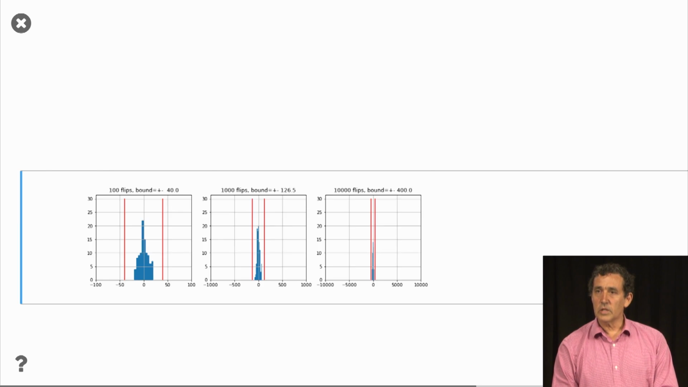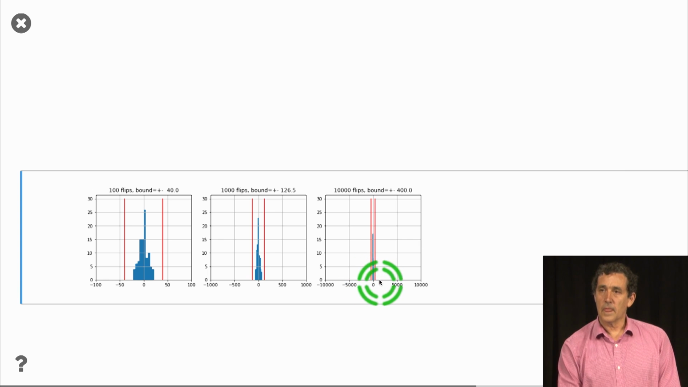you get each time a different distribution, but you get that the distribution is more and more concentrated if you flip the coin more and more times. And the width of this is 4 times square root of k. So you see that the more times you flip the coin, the closer it is relatively to the range to 0.